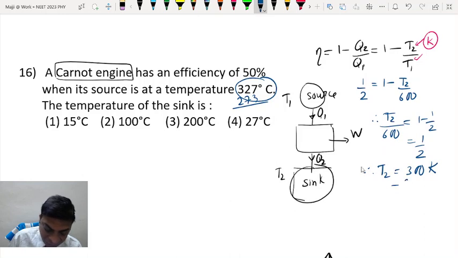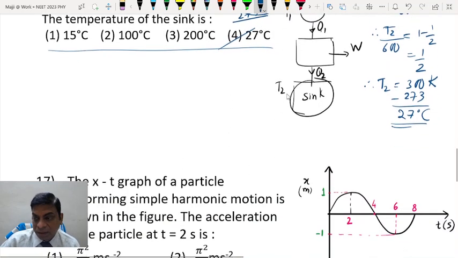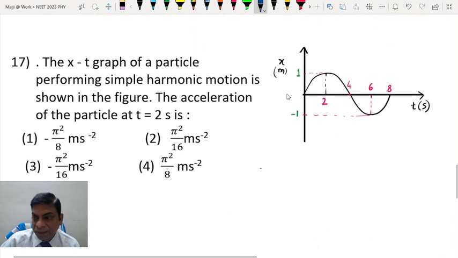Now 300 Kelvin, there is no option like this, you can see. So deduct 273 to convert it into what? Degrees Celsius. So 27 degrees Celsius is the correct answer. Moving on to the next question.